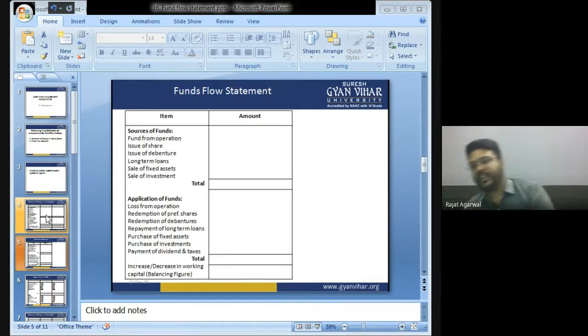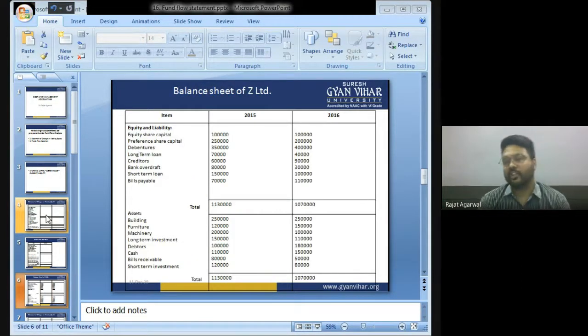Now another statement, fund flow statement. For the fund flow statement we will discuss later. But first let's do one illustration of statement of changes in working capital.